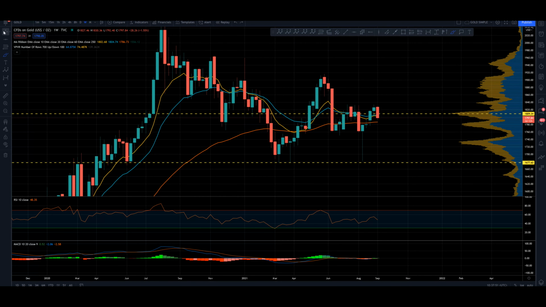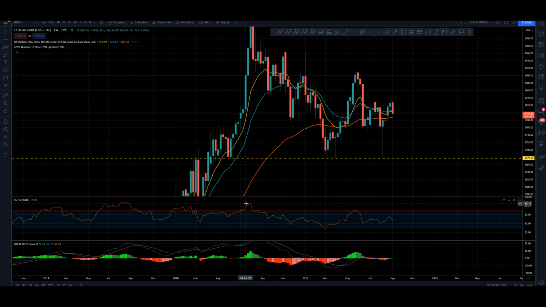Okay, so on the RSI, what have we got here? Hanging around the neutral zone. We did go from overbought to oversold on the weekly time frame, but only just. No deep move into oversold.